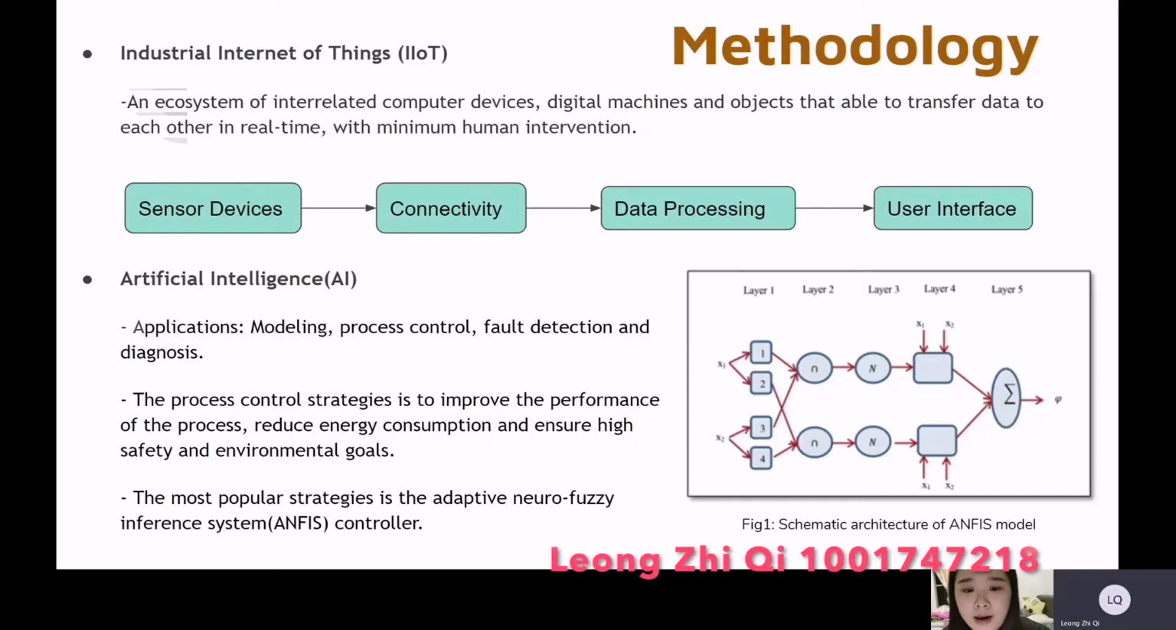The second method is AI. One of the applications of AI is process control. The most popular strategy is the M-phase controller. This approach uses the learning ability of the neural network with the knowledge representation of the fuzzy logic. The schematic of the M-phase model with two inputs and one output is shown in Figure 1.